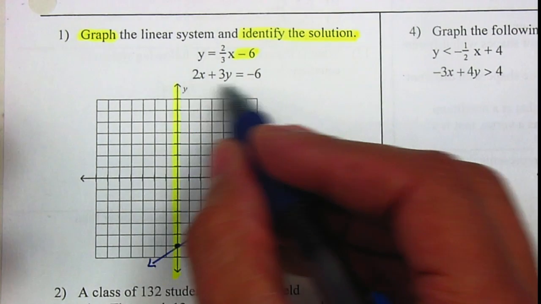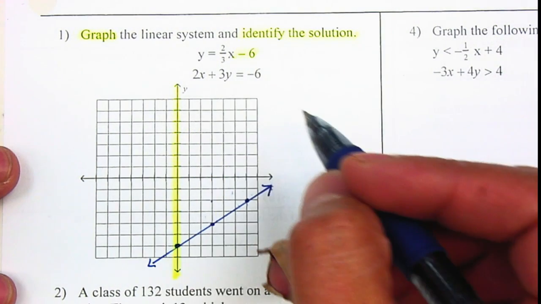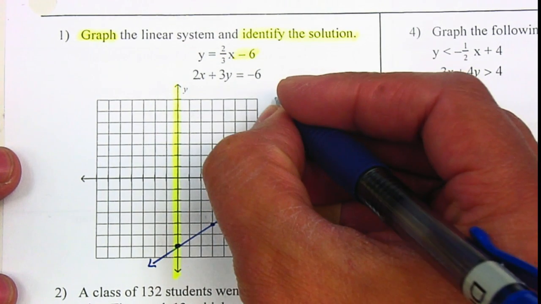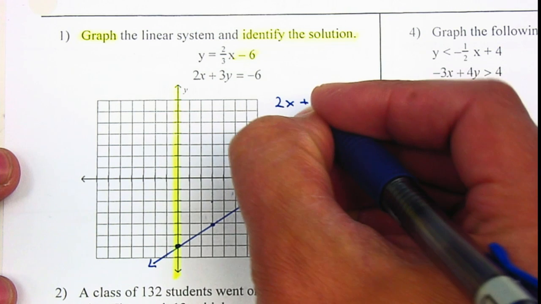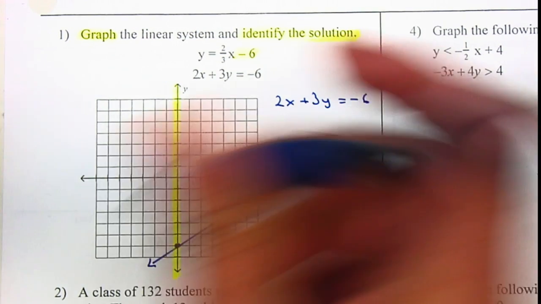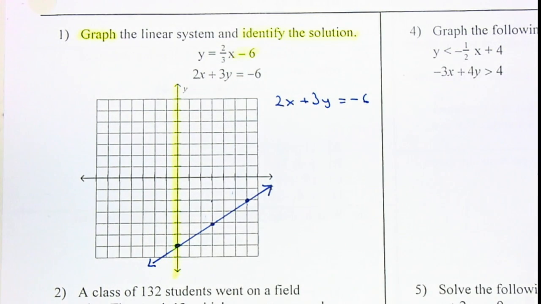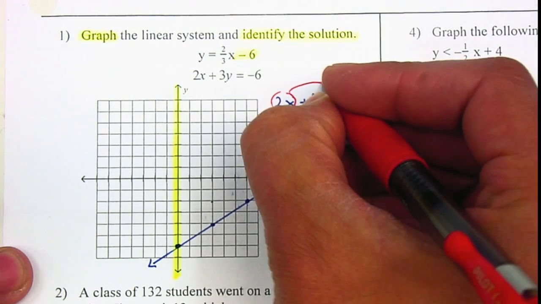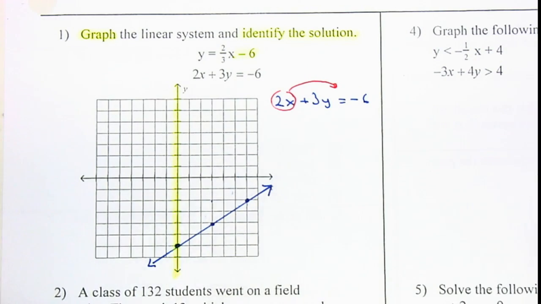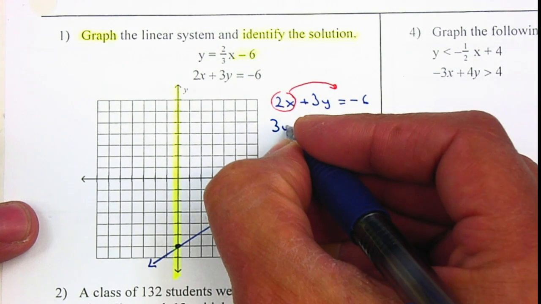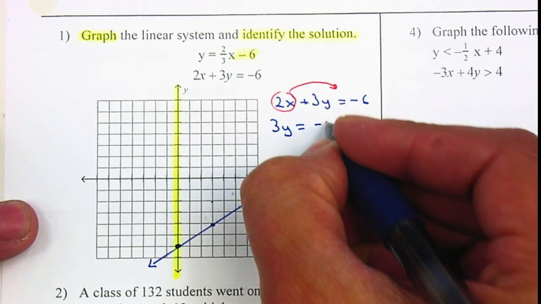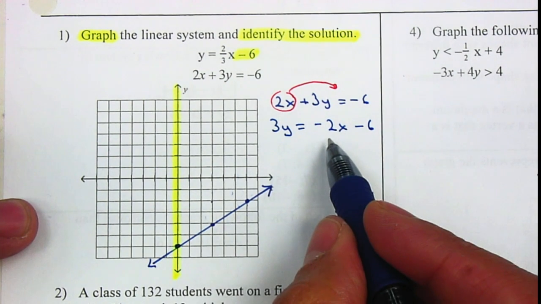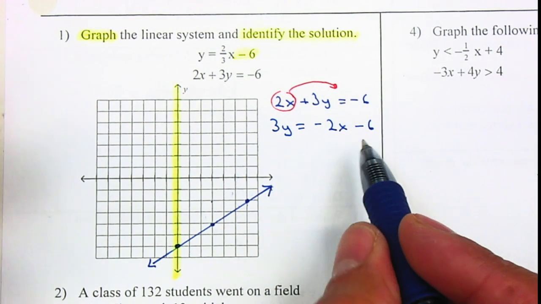The second equation is in standard form, and we are going to transfer to slope-intercept form in order to graph it. So we have 2x plus 3y is equal to -6. To place it in slope-intercept form, we're going to solve for y. We're going to isolate the y. We're going to move the 2x to the right. That will become a negative. We have 3y is equal to -2x minus 6. Be sure to write down the x first and then the number.